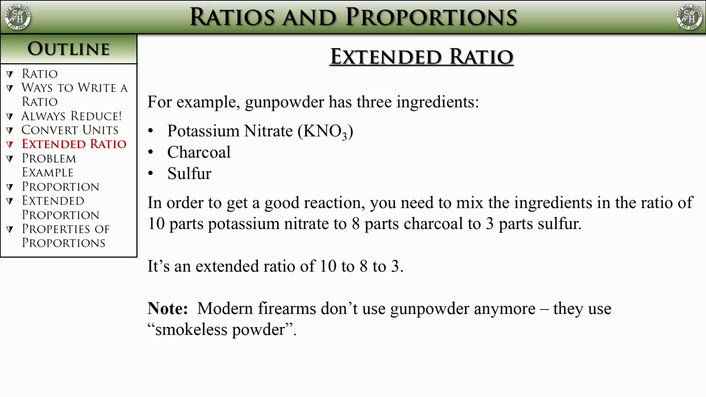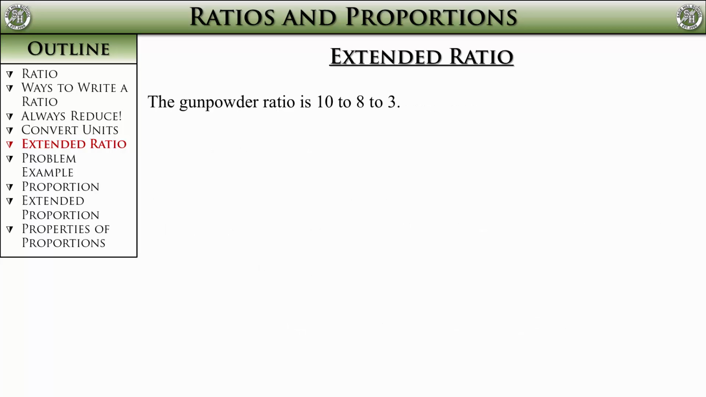Note that modern firearms don't actually use gunpowder anymore. They use what is known as smokeless powder, which isn't truly smokeless, but it's far better. The original gunpowder had 2 major drawbacks. It made a holy mess, and it uses quite a bit of sulfur. If you don't know what sulfur smells like, think rotten eggs. So imagine old battlefields, coated in black residue, and smelling of rotten eggs. Not to mention all the bloodshed. Fun times. The gunpowder ratio is 10 to 8 to 3.